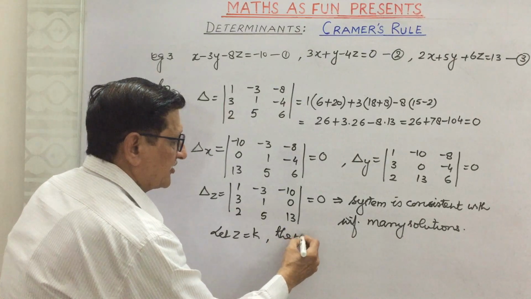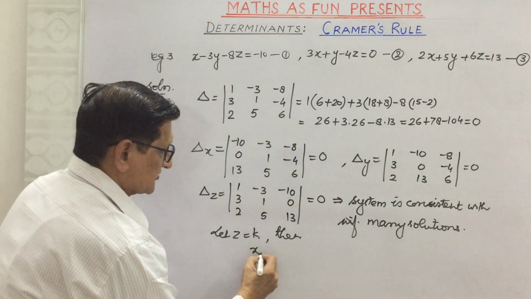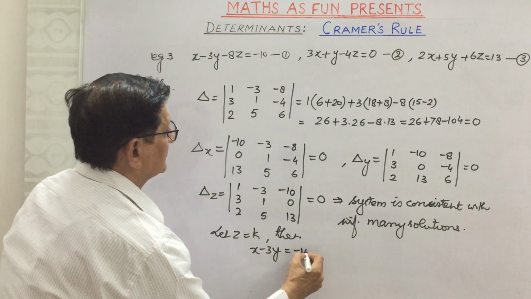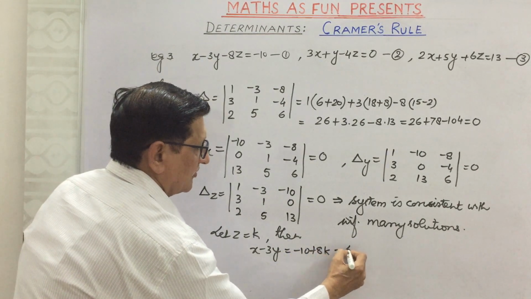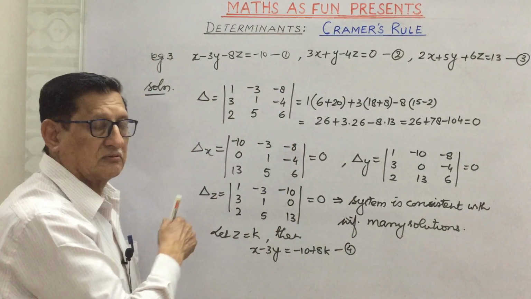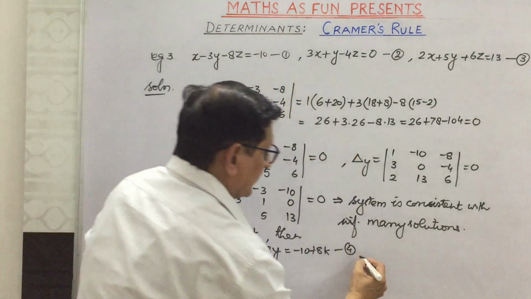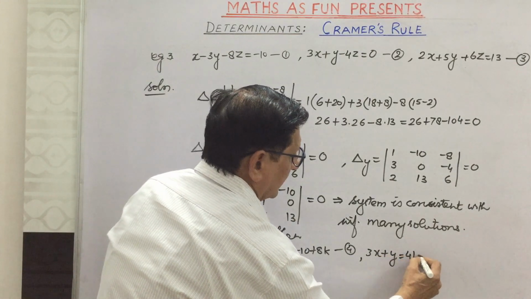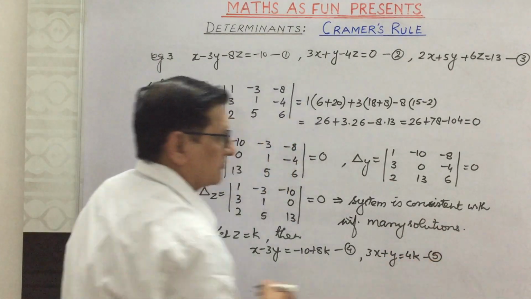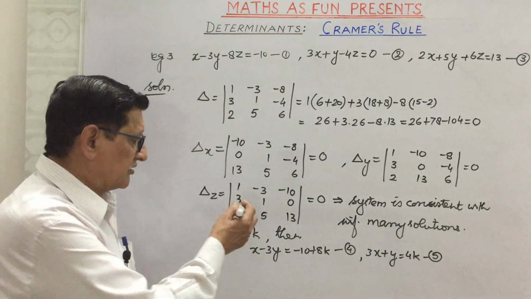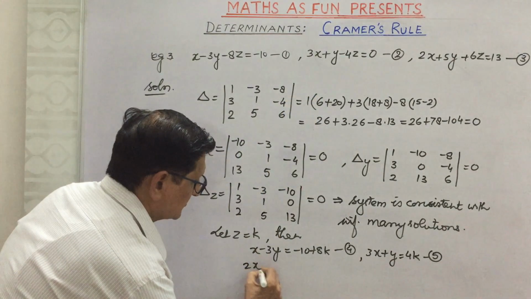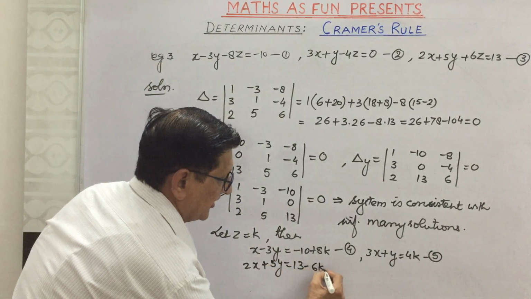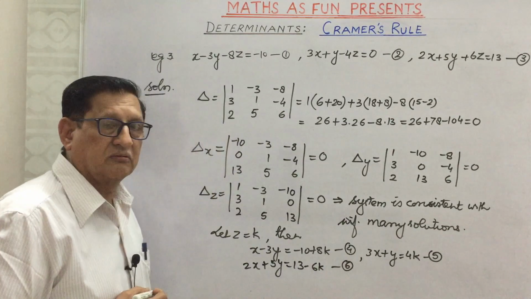Then we find the equations will be x minus 3y equal to minus 10 plus 8k. This will be fourth equation from first. From the second equation we get 3x plus y equal to 4k. This is the fifth equation. And from the third equation we get 2x plus 5y equal to 13 minus 6k. This is the sixth equation.